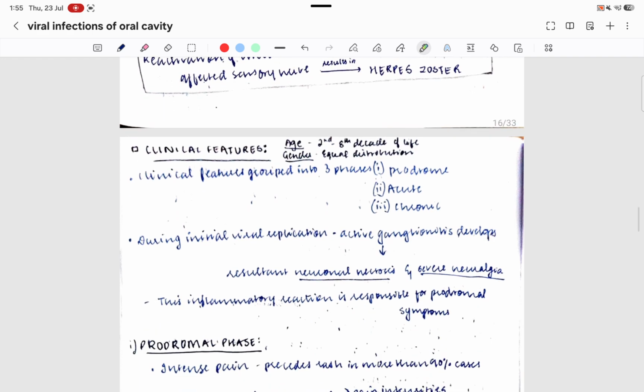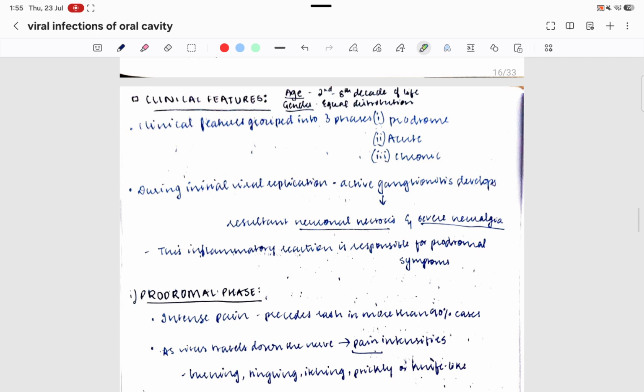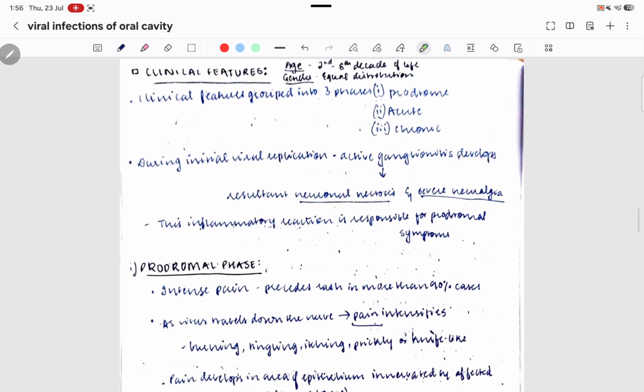Then coming to the clinical features. Age: it occurs in the 2nd to 8th decade of life, with equal gender distribution. Clinical features are grouped as prodrome, acute, and chronic. Chronic includes Ramsay Hunt syndrome. Let's see what is prodrome and acute.